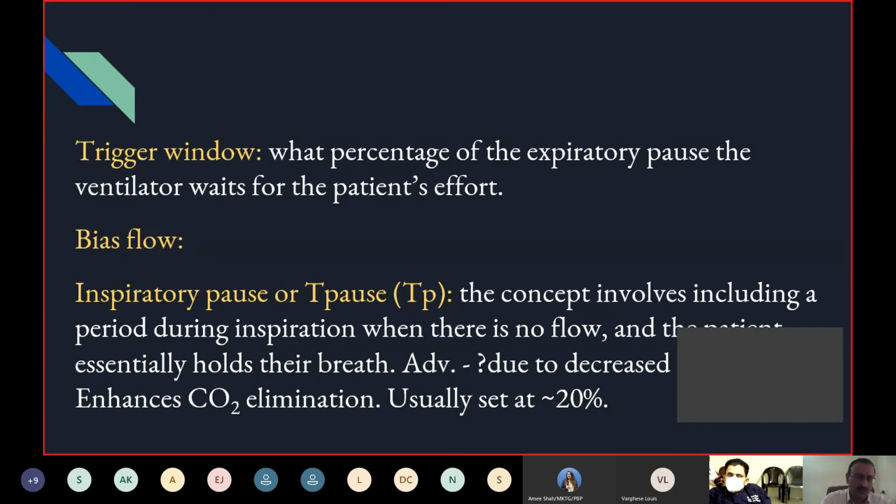So if it is time, flow, or pressure, whatever it is, depending upon that it is going to cycle, but until that time it is maintained. And this is like you holding a breath.